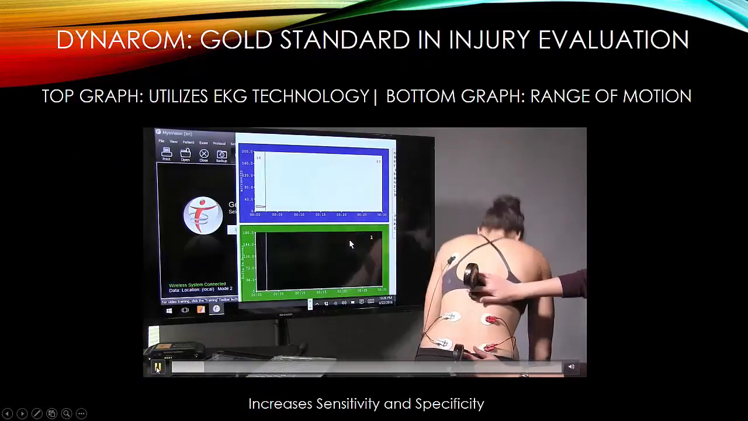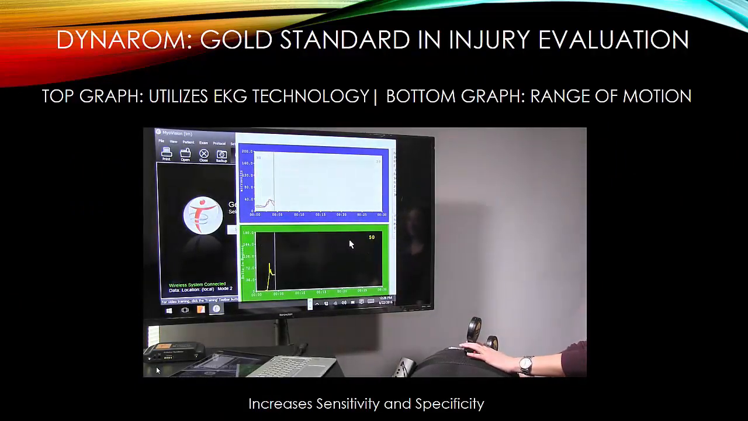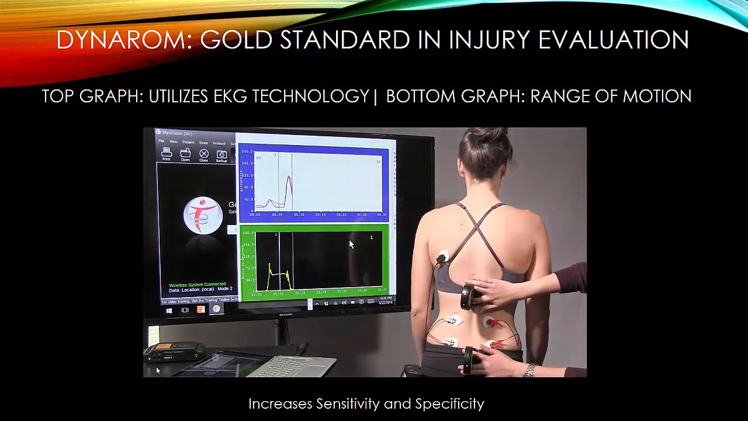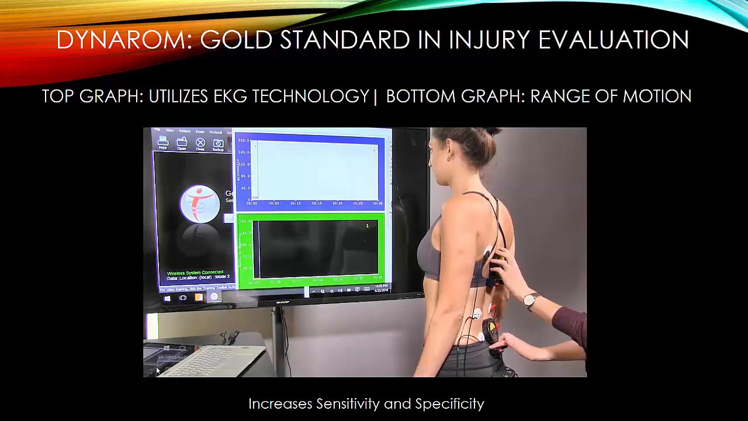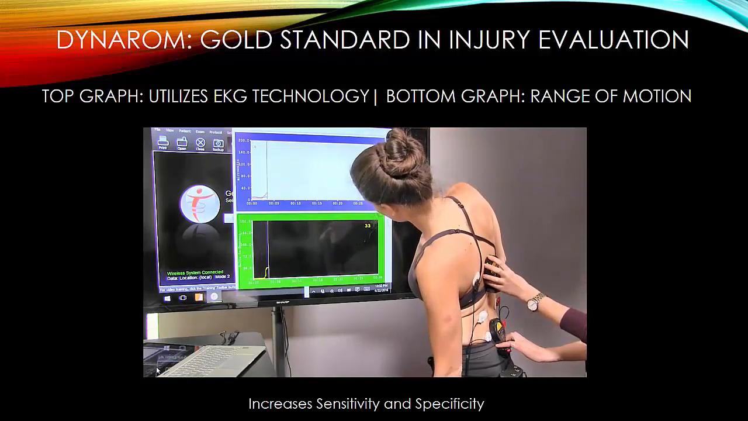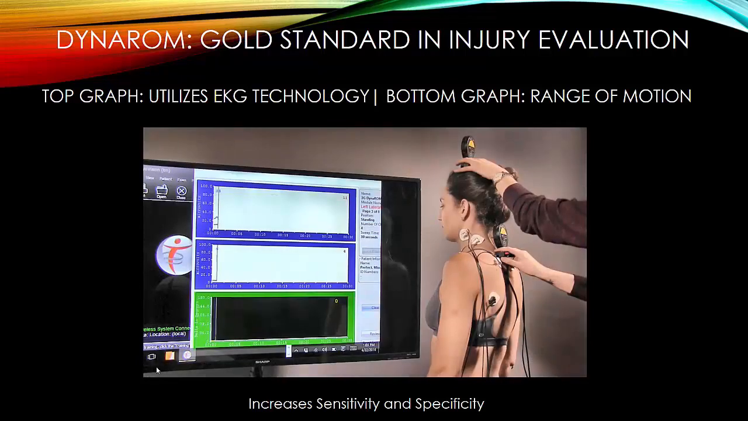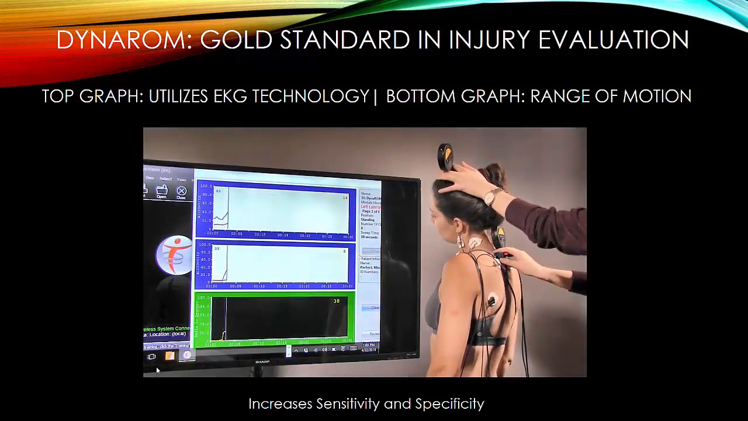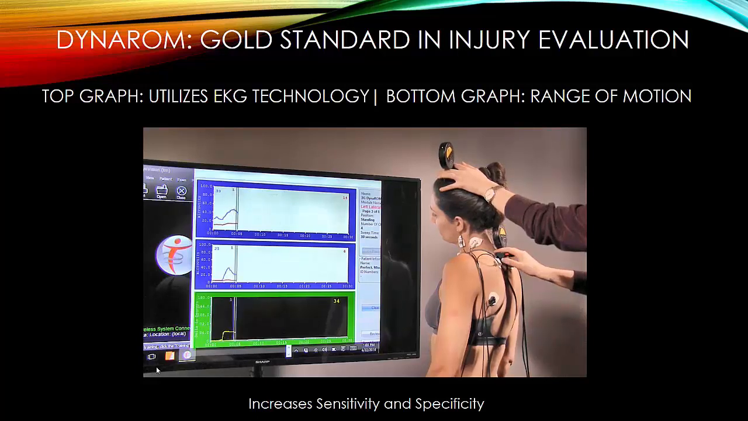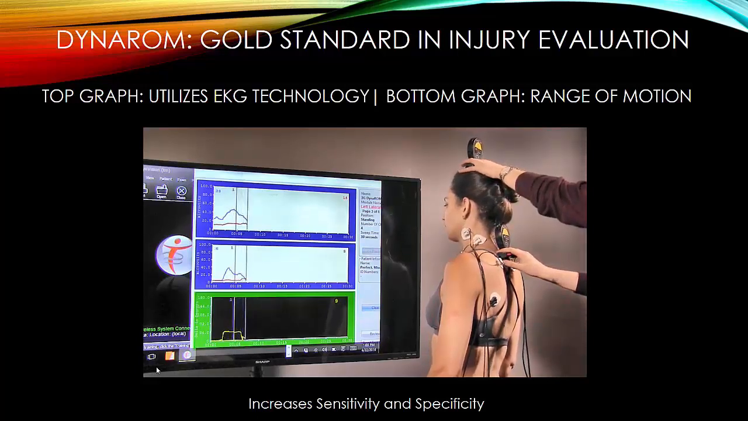Let's take a look at a Myovision DynaRom scan being performed and see why it's the gold standard in injury evaluation. Myovision's DynaRom is the only diagnostic tool on the market that combines range of motion and dynamic EMG. The top graph there in blue and white is a dynamic EMG. It's similar to, but more sensitive than an EKG. The bottom graph is range of motion. By combining dynamic EMG with range of motion, the Myovision DynaRom has increased sensitivity and specificity to a level to evaluate injury, meaning we can tell if the patient's injured or if they're not injured.